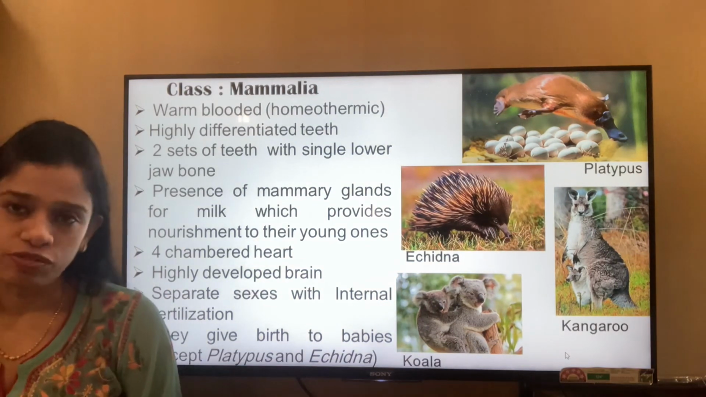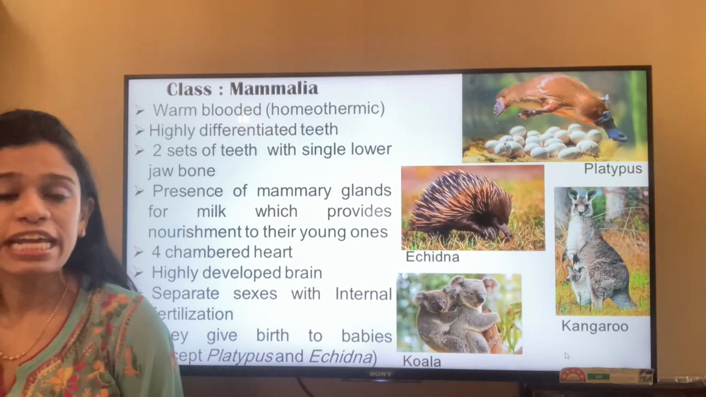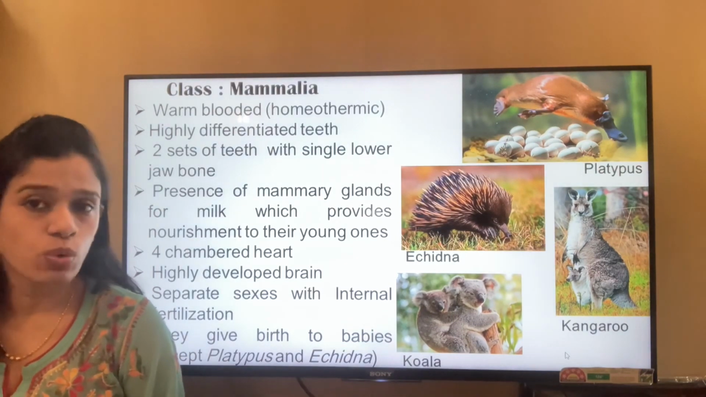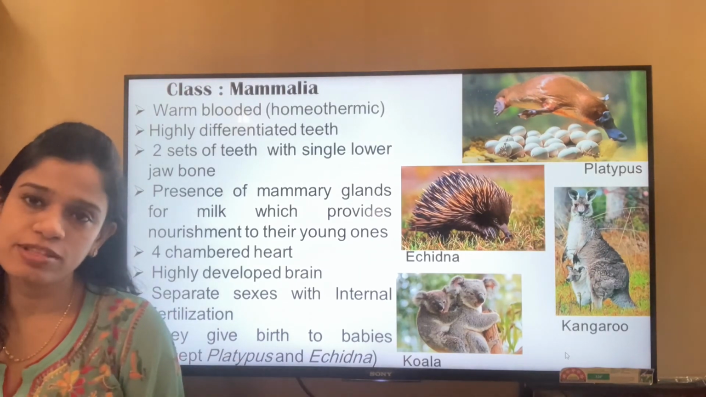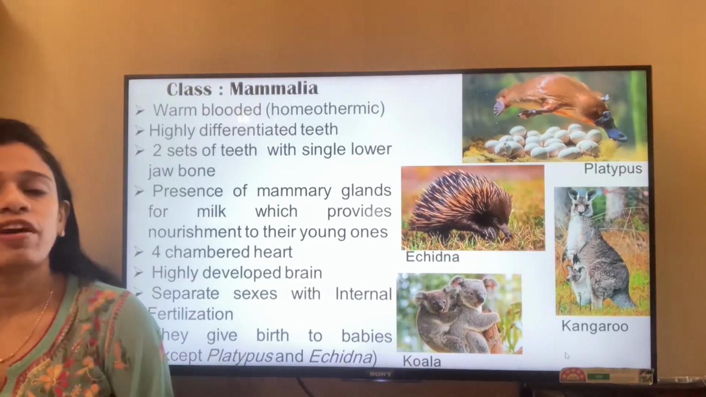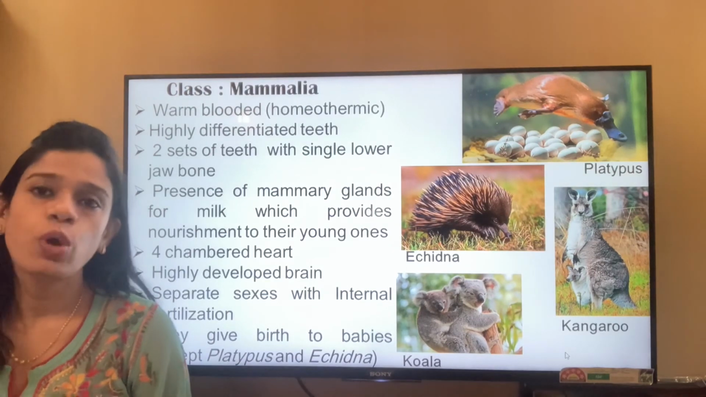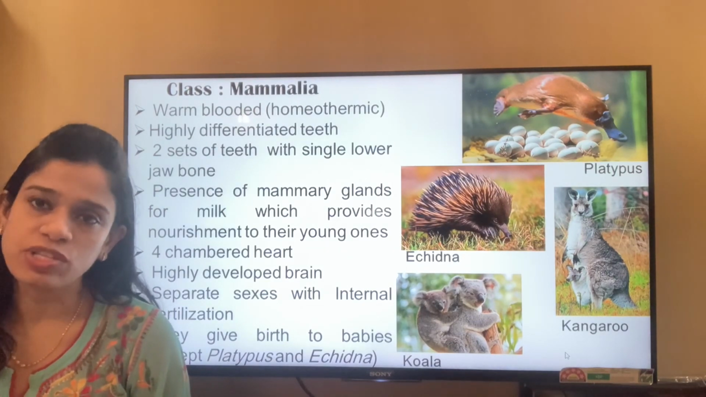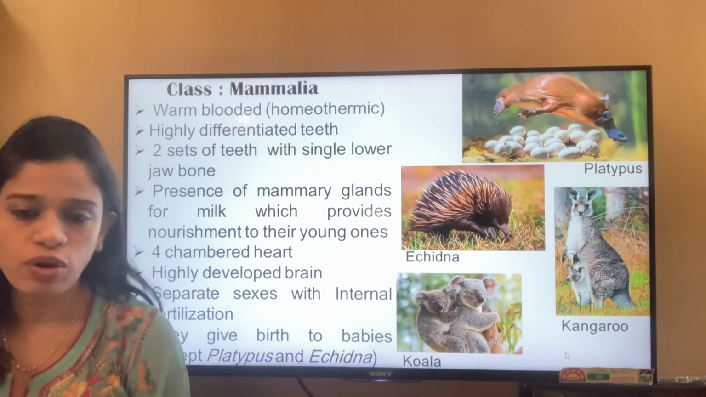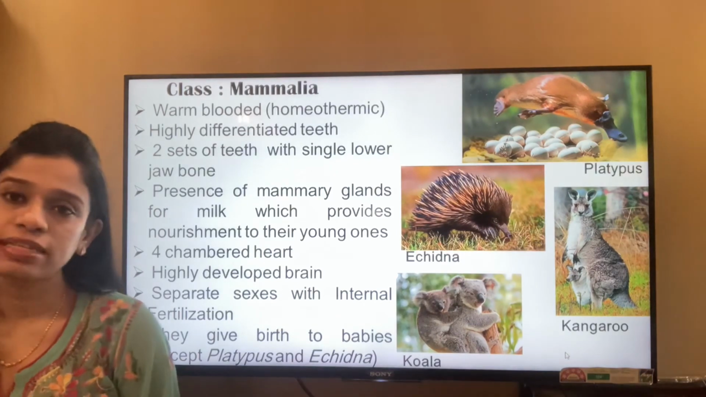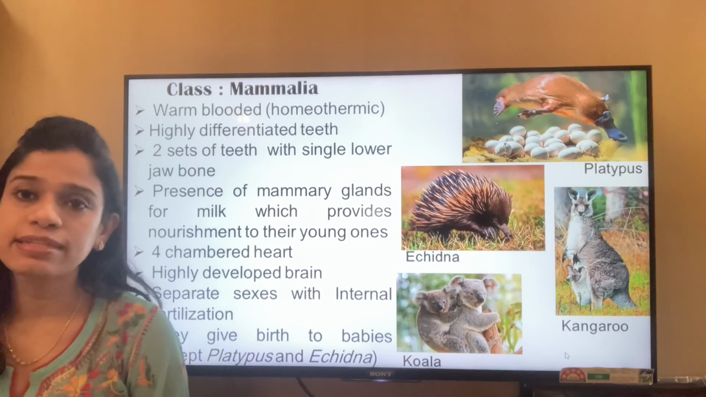Next, we have the presence of teeth. Teeth are also seen in other classes, but we have specially designed teeth with a single lower jawbone, and we have a four-chambered heart like the previous classes of Aves and Reptilia, and a highly developed brain. The class Mammalia has a highly developed brain with a proper digestive system, circulatory system, and also a proper vertebral column through which the spinal cord runs. They have separate sexes, and fertilization is internal.